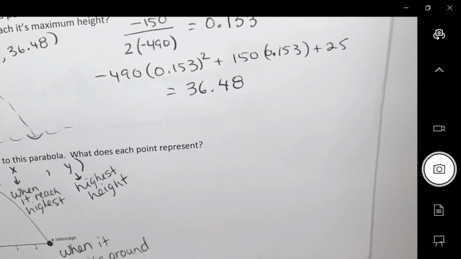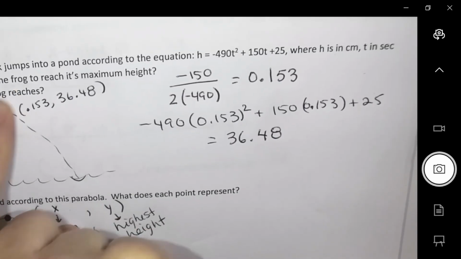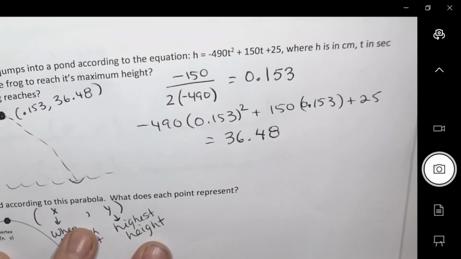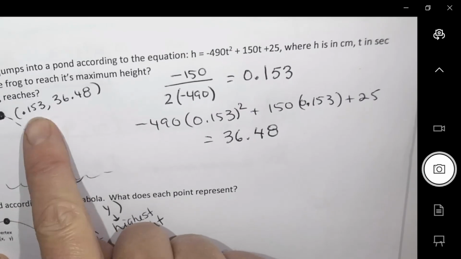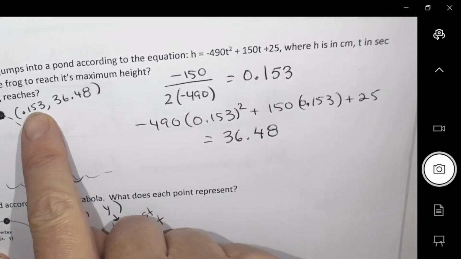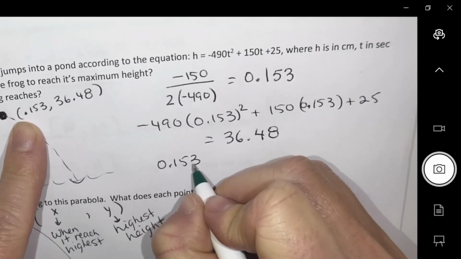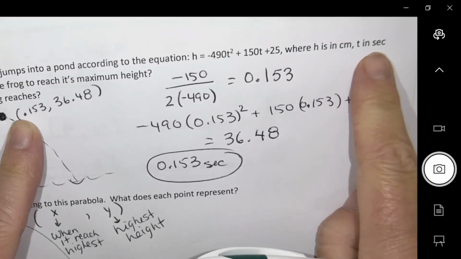You have to answer the question. So my first question was, how long did it take? So which part answers me that? The how long did it take to get there? This one or this one is the how long part? The x is the how long. So 0.153 and then it says seconds. Because time is in seconds.